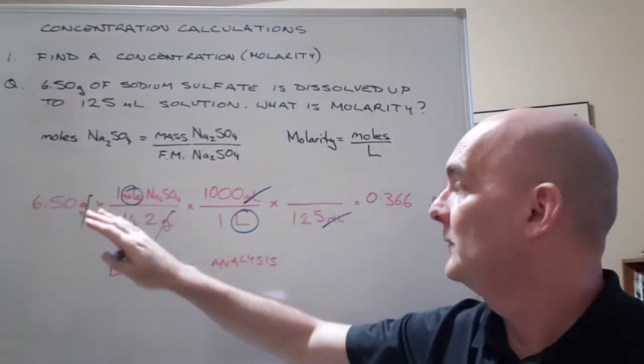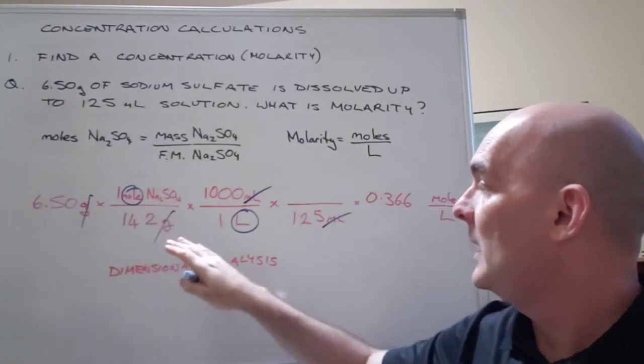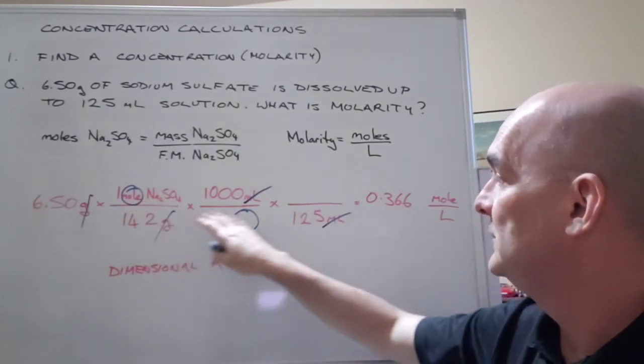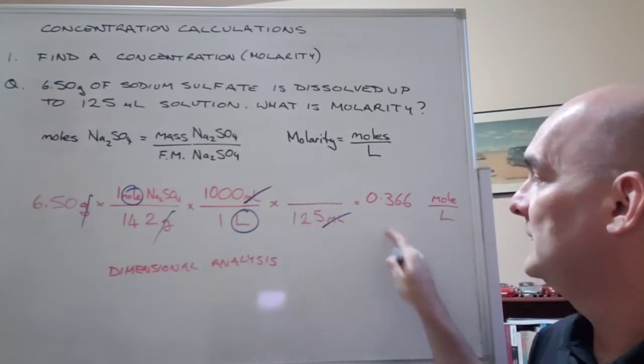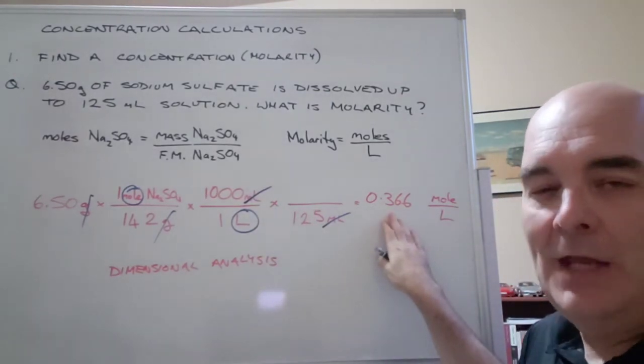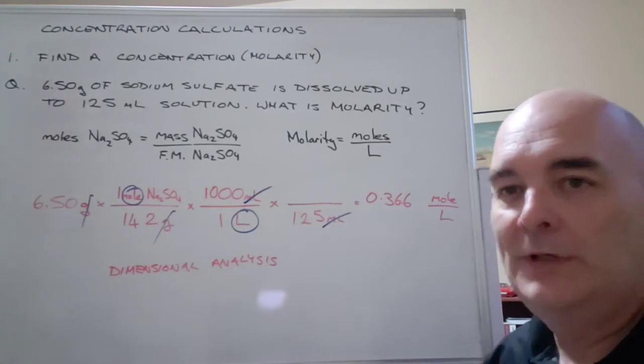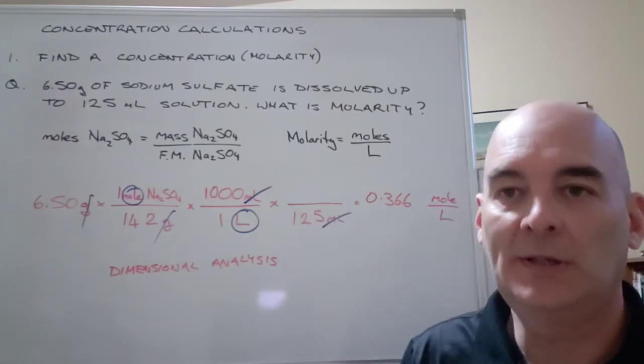So when I take 6.5, divide it by 142, and then multiply it by 1,000, and then divide it by 125, I get the same answer, 0.366 moles per litre.